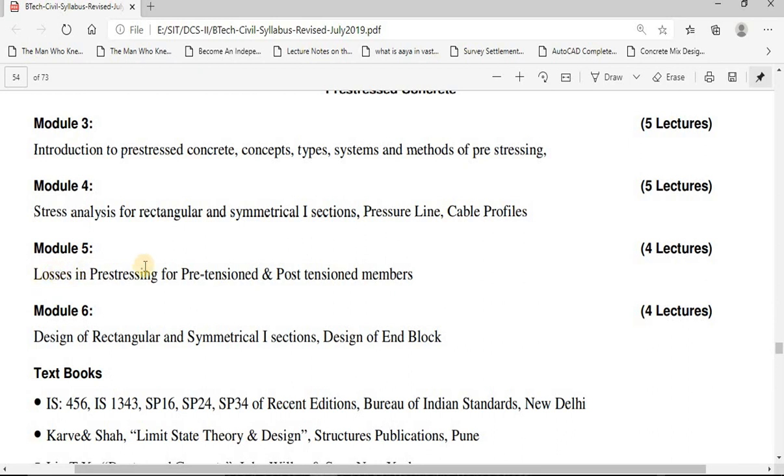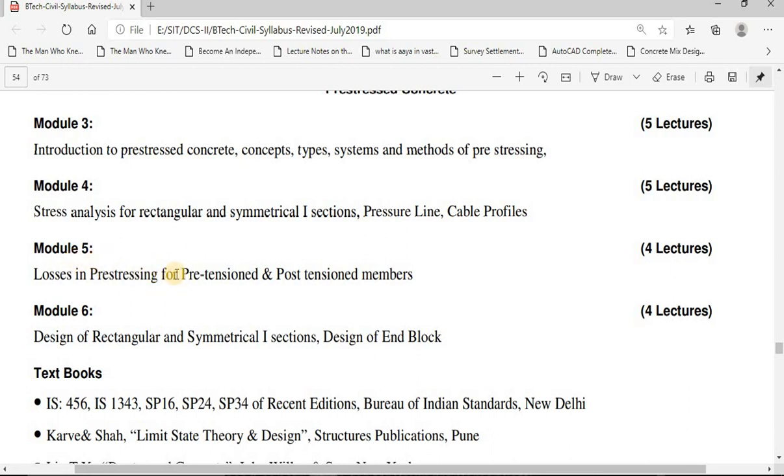So, loss in pre-stressing for pre-tensioned and post-tensioned members. Actually, in pre-tensioning, we induce the stress before construction, and after placing the elements at the site, we apply the tension to create the stresses in the members. That is called post-tensioning. In detail, we are going to study pre-tensioned and post-tensioned members in Module number 5.